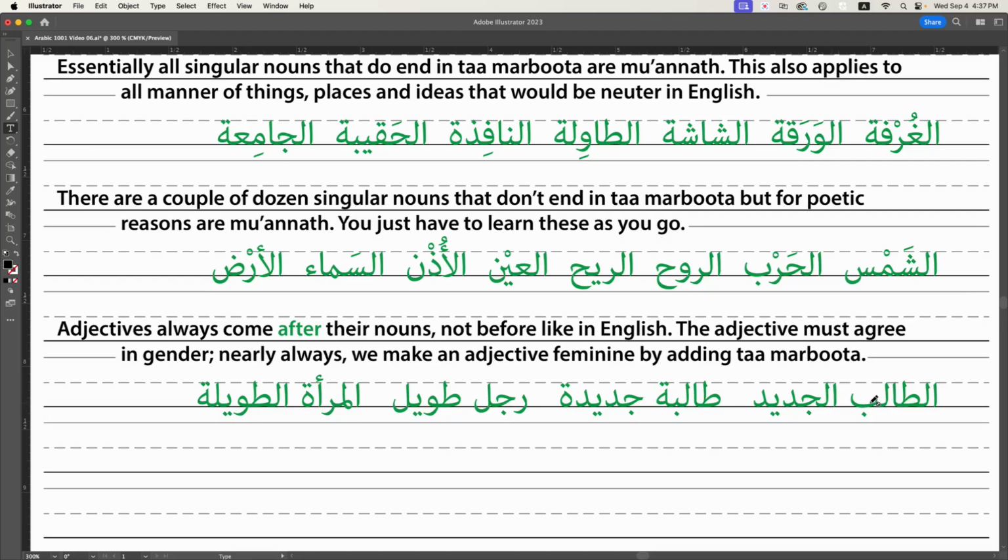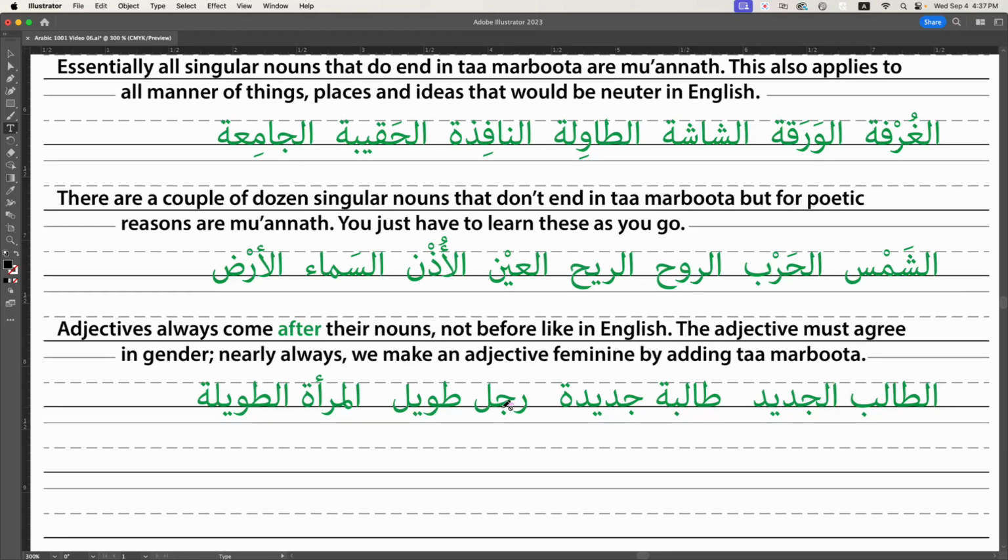So the student is masculine, so the adjective is masculine. But if we have taliba, a student who is female, we don't have a word for a or an in Arabic, then I have to take jadid and add ta marbuta to it to make it feminine. We would never do this in English. A new student, the new student. We don't even care what gender the student is, let alone the new. But we have to make them agree in Arabic. And almost always we add ta marbuta to the adjective to make it feminine.